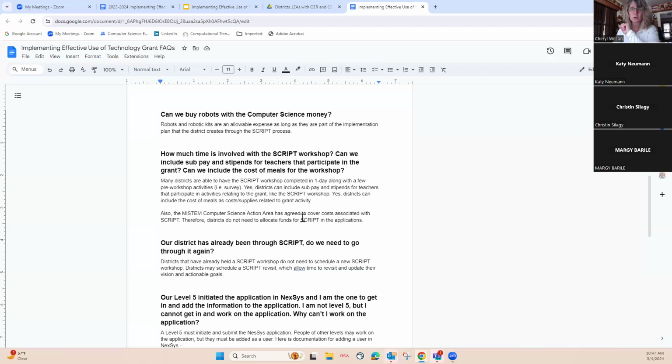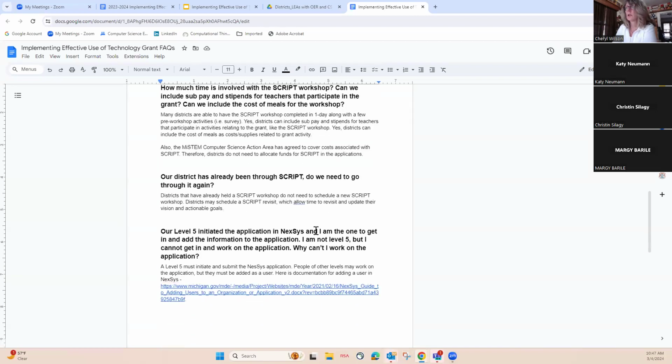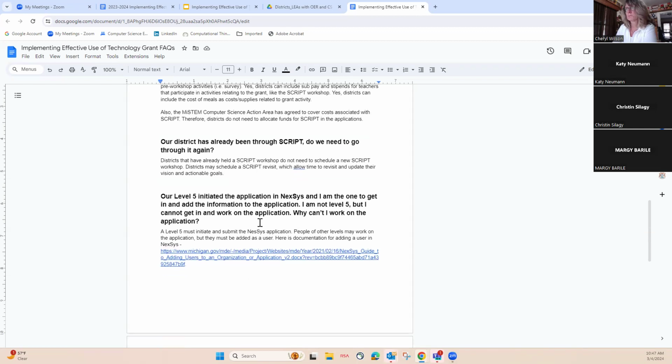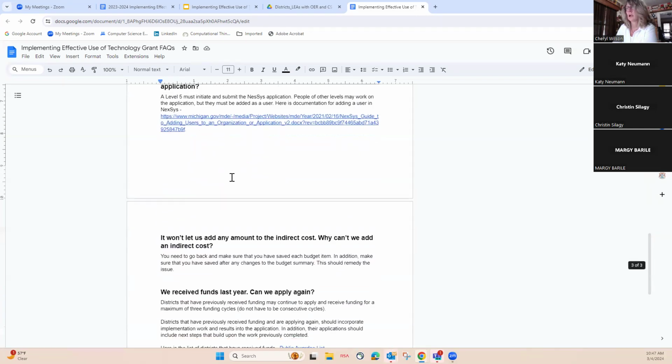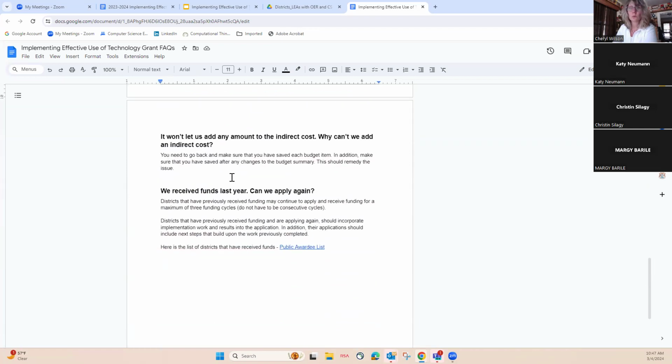I did add this note: the MySTEM Computer Science Action Area has agreed to cover costs for script. Therefore, you don't have to put in money for script to have that covered if you've not been through it. And as you look through, if your district's already been through script, I tried to answer that one as well. We've tried to answer as many questions as possible.